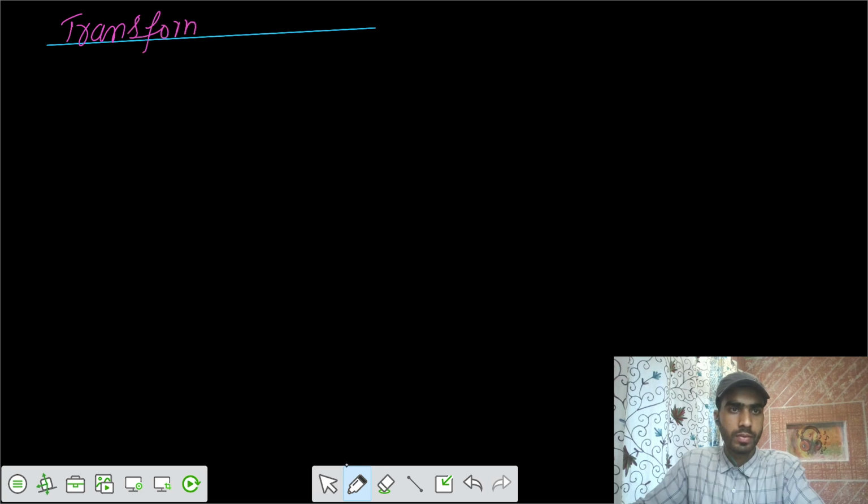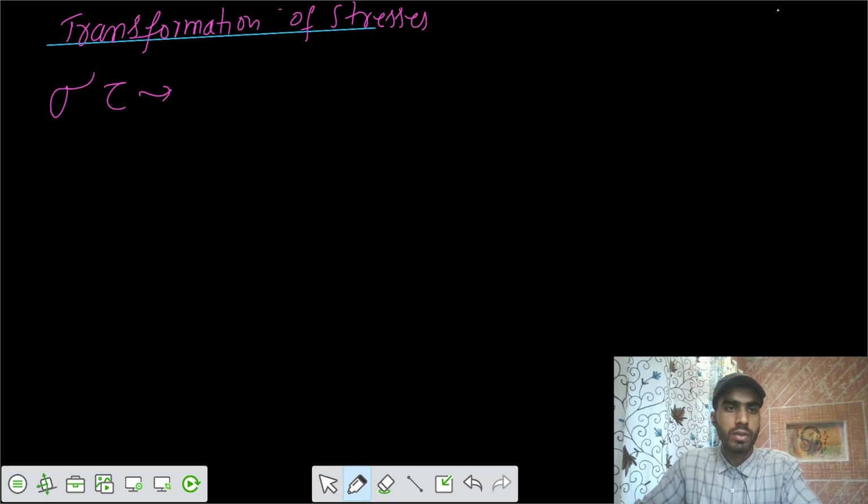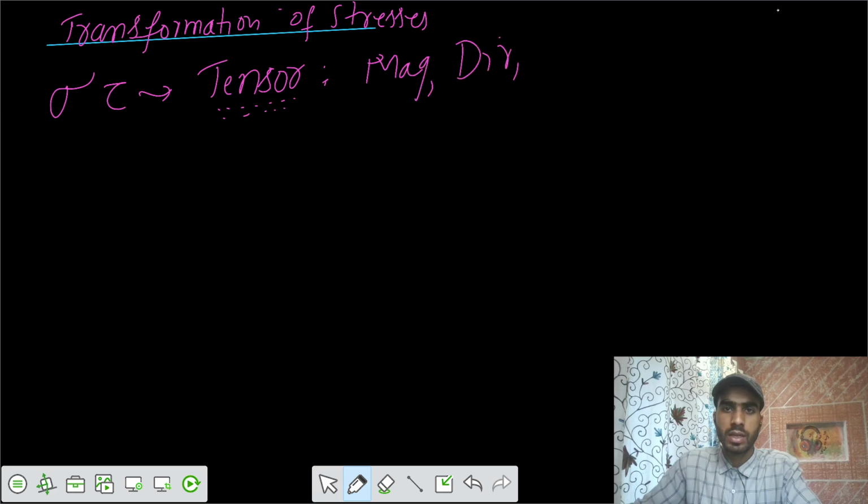Transformation of stresses. So when we say stress, shear stress or normal stress, stress is a tensor quantity. You might know that stress is a tensor quantity. That means it needs magnitude, it needs some direction, and a plane on which it's acting.